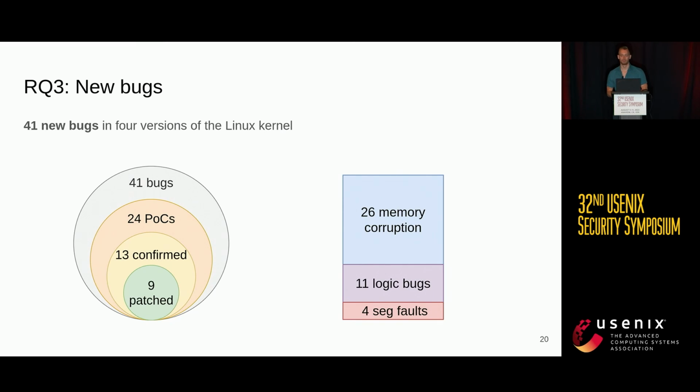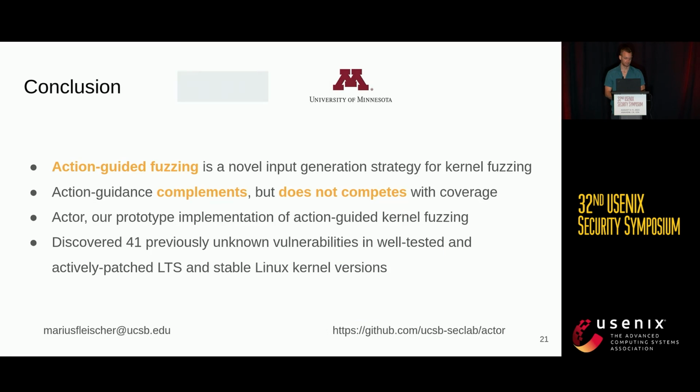Finally, we ran our fuzzer for 10 days on 4 Linux kernel versions, and we found 41 new bugs. Of these, we were able to reproduce 24 reliably, and we reported them to the developers. 11 are still under evaluation, but 13 have been confirmed and 9 have been patched. Of the 41 bugs, 26 are memory corruptions, for example, use-after-free or double free. 11 were discovered through assertions, warnings, or infos, and are therefore most likely due to logic bugs. The remaining ones are segmentation faults.